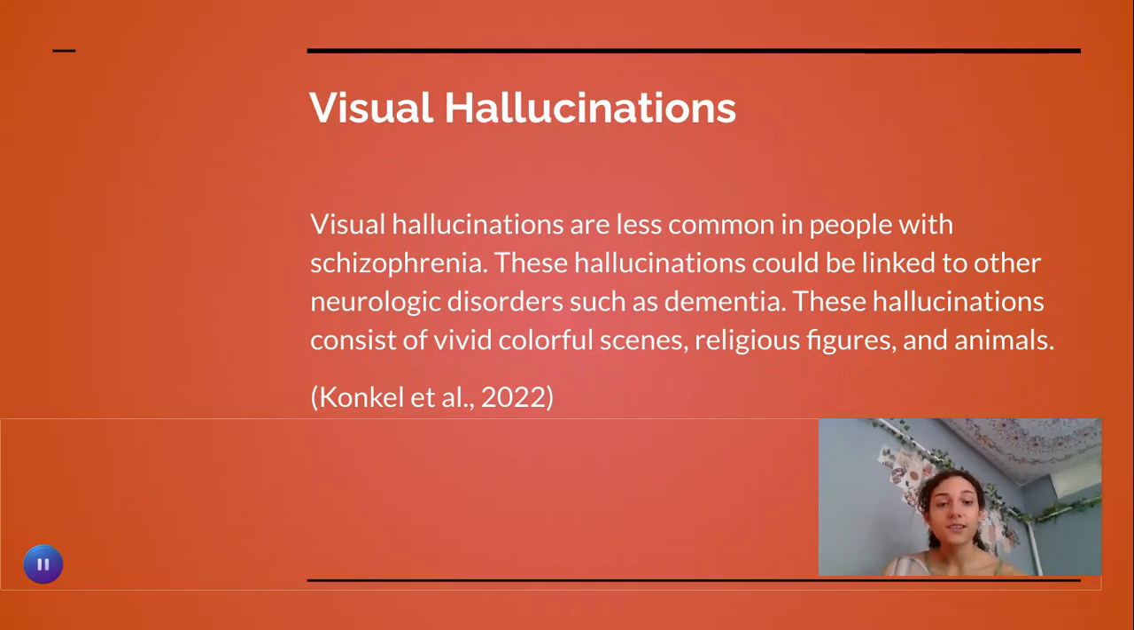Visual hallucinations are less common in people with schizophrenia. These hallucinations can be linked to neurological disorders such as dementia. They can consist of vivid, colorful scenes, religious figures, animals. They can even hallucinate seeing people.